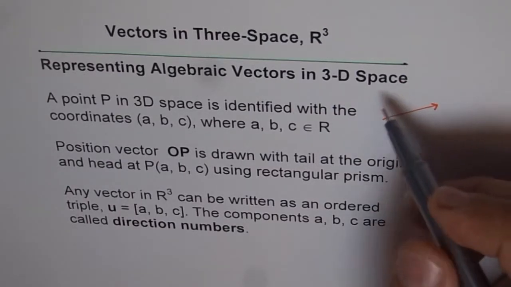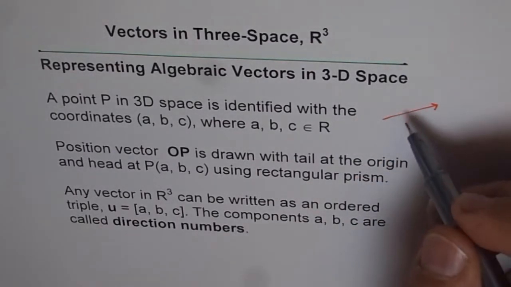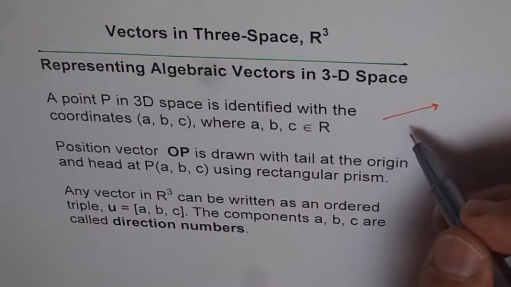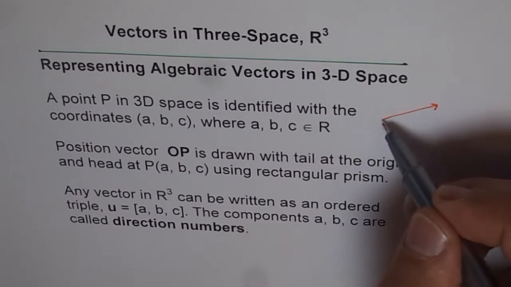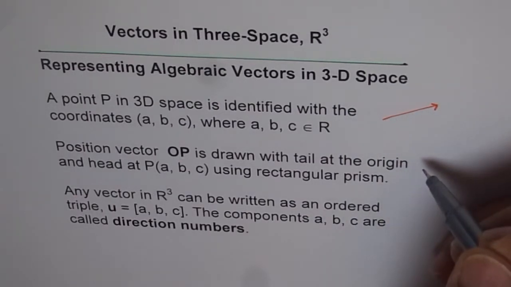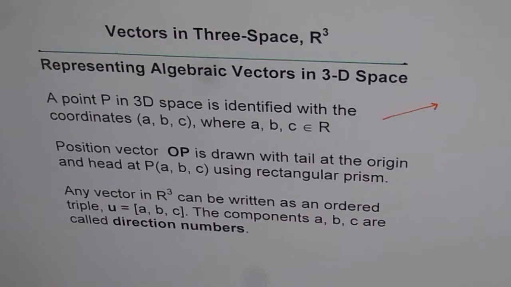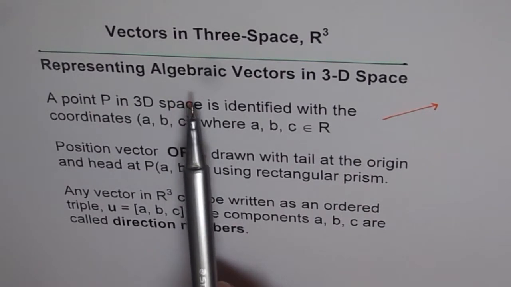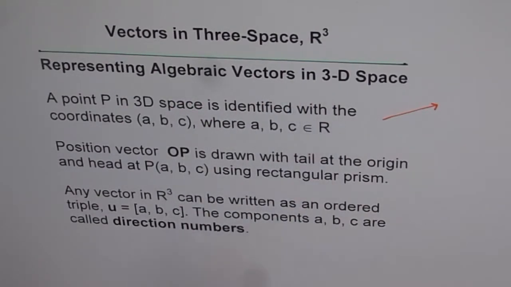Now algebraic vectors, when we talk about in 2D or in 3D, we try to give their coordinates so that we know the points from where they start and they end, and that helps to do calculations. So algebraic vectors help us to calculate and to manipulate and to solve problems, correct? So that is what algebraic vectors are. So let's see how to represent algebraic vectors in 3D space.